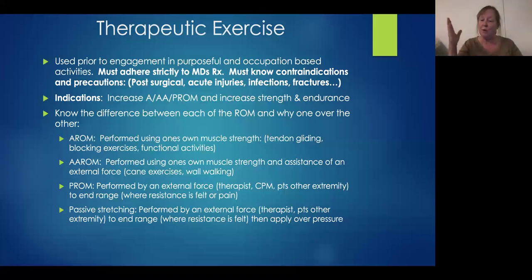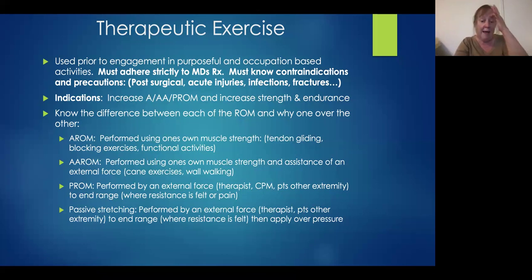Now, active assist range of motion is performed using your own muscle strength and the assistance of an external force. That external force might be a therapist assisting them as they're doing their exercises, or using a cane. If it's your right arm this week, you're using your left arm to assist that right arm up over your head. That's active assist range of motion. Passive range of motion is performed by an external force, okay? The muscles are not contracting.